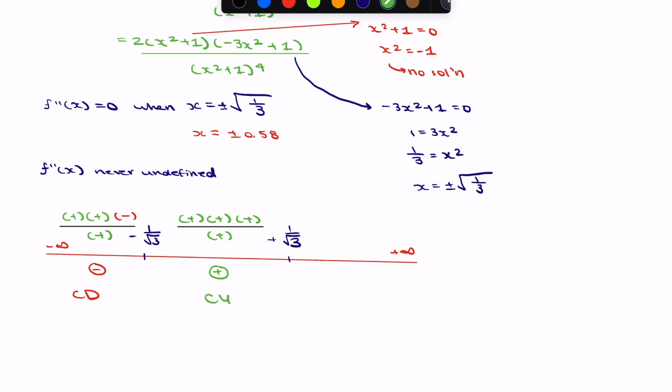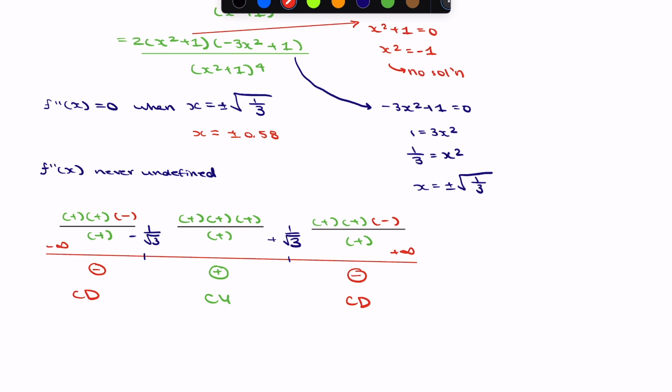And finally, from positive 1 over square root 3 to infinity, so sub in a value of 1, for example. Again, 2 is still positive, 1 squared plus 1 is positive, negative 3 times 1 squared plus 1 will give us a negative value, and then all over 1 squared plus 1 to the power 4, which is positive. So here we see that this will be negative, or concave down.